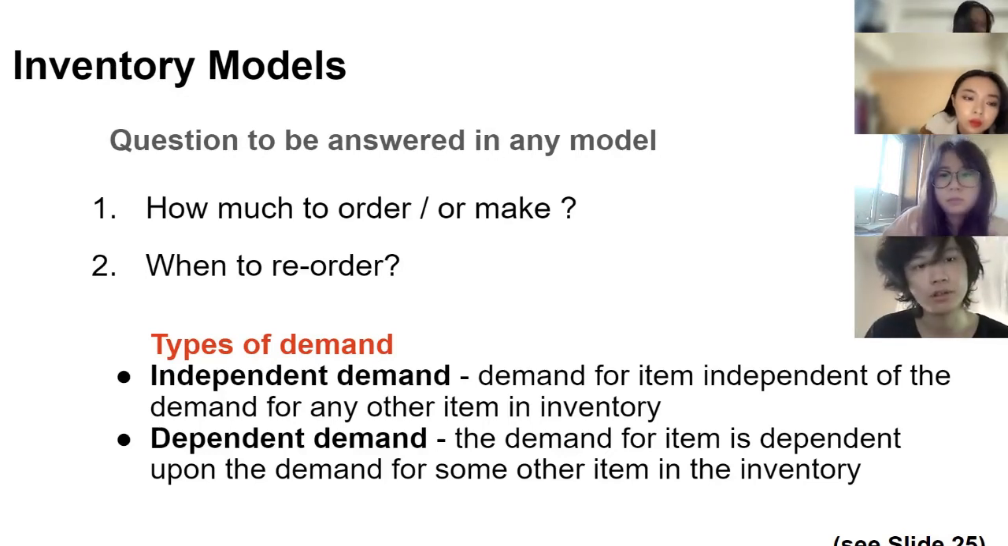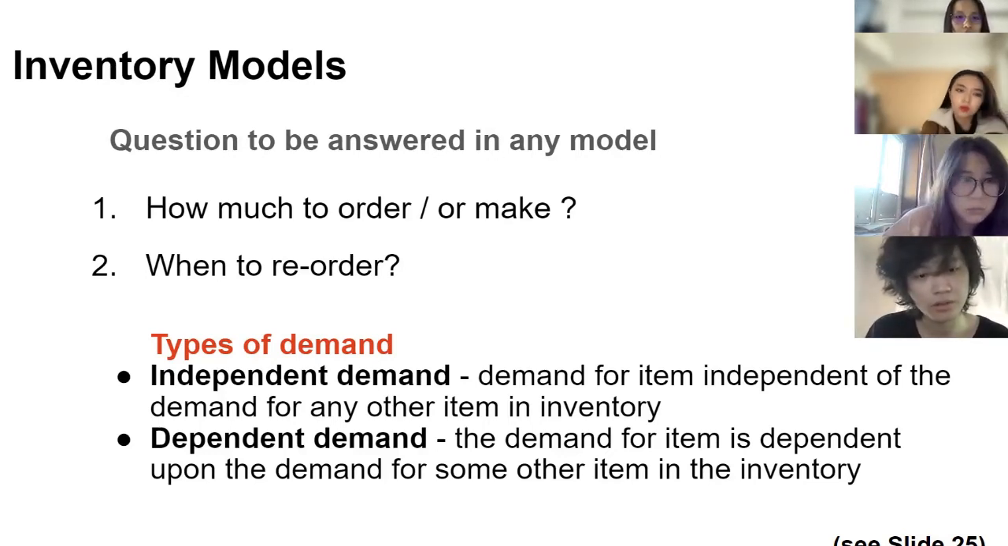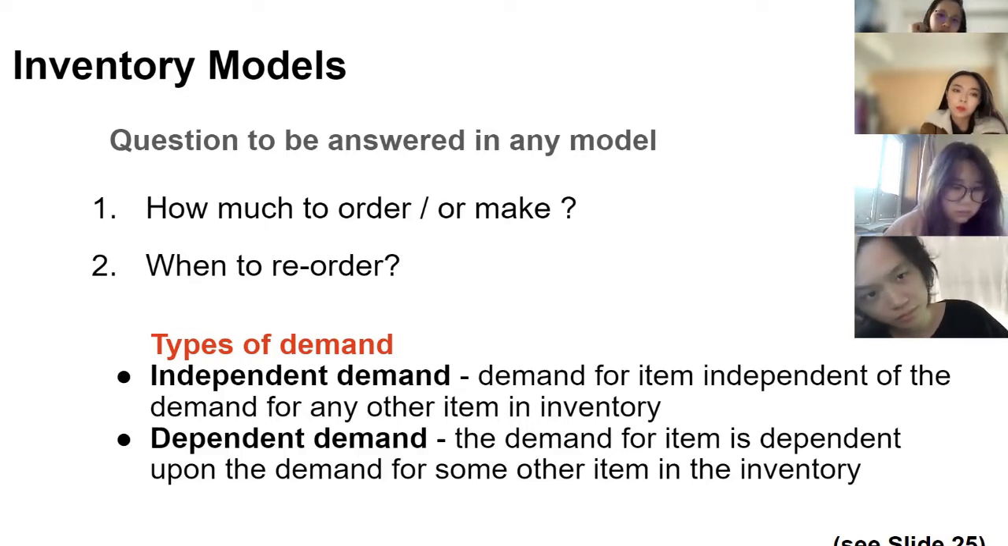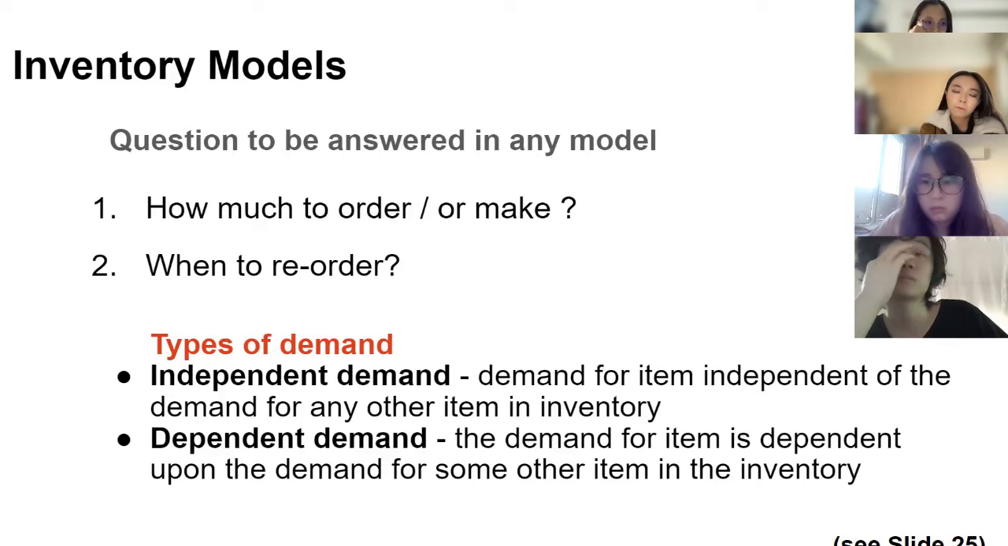Anyone who knows the answer? Okay, anyone? 800. Exactly, 800. So that is dependent demand. The demand for the tire is dependent upon the demand for the next item. So it is dependent demand. It is not independent.